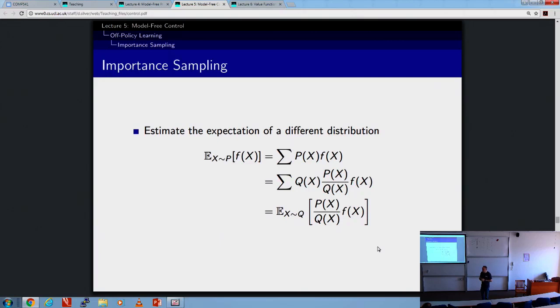Does it always give the same result when the sample set goes to infinity? Yes. In fact, this little derivation is showing you that these two things are exactly equal. Of course, we have some requirements, like q should not be 0 when p is non-zero. Otherwise, you will never generate samples from some regions where p is positive.